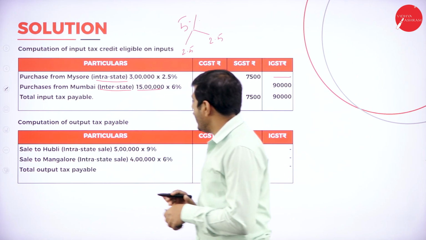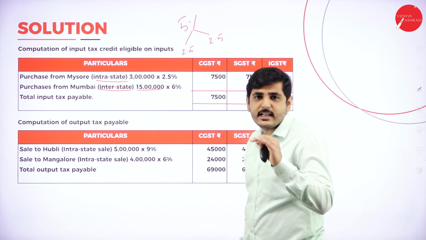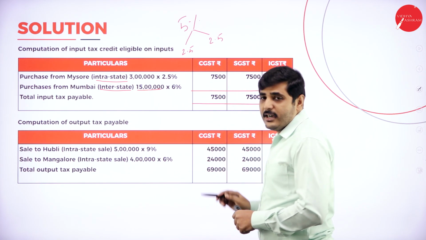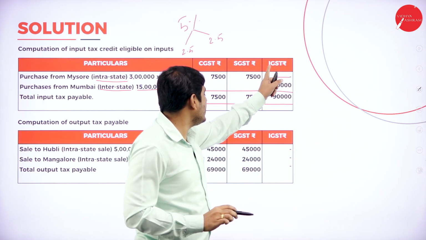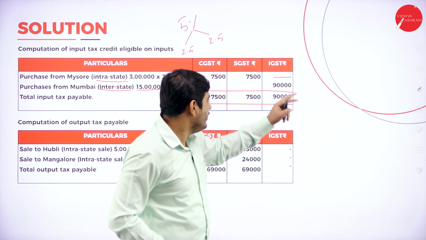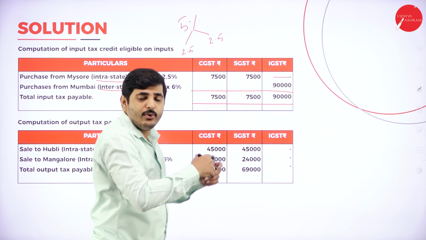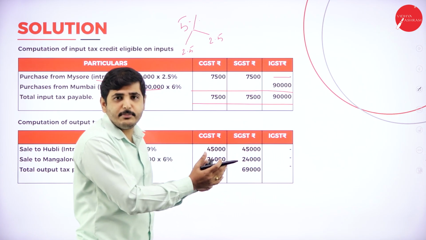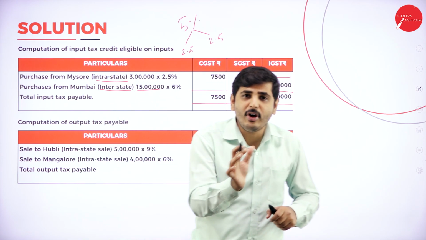Next point, computation of output tax payable. So this is the input tax. Let's add how much tax credit is available under CGST, to the extent of 7,500. Under SGST also we have tax credit of 7,500, and we have tax credit under IGST of 90,000. While paying the output tax, we can deduct the input tax that we have already paid. After production of products we have to pay the output tax on the products. On that output we have to deduct the input tax, and the remaining tax is payable to the central government or state government.